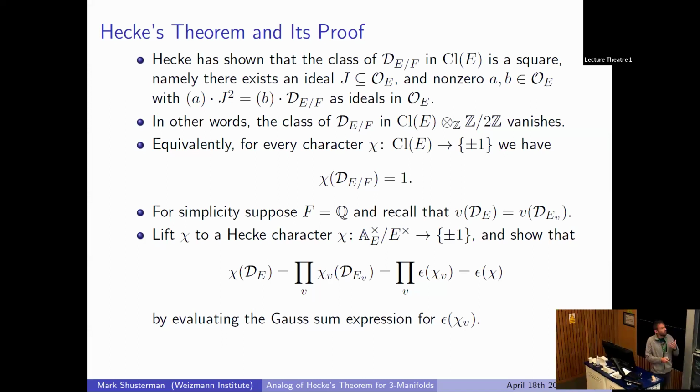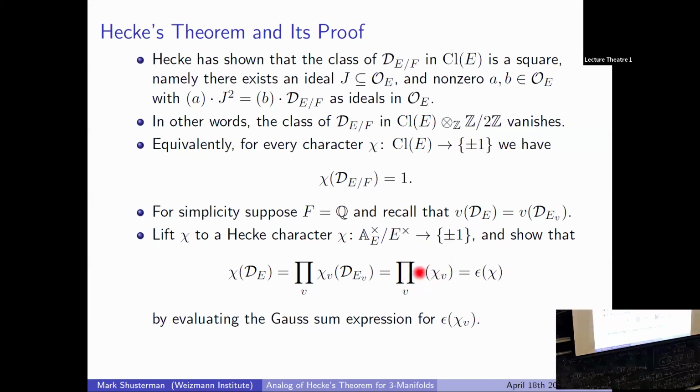And so when you evaluate this Gauss sum, because the characters chi v are unramified, since they are lifted from the class group, you can evaluate this Gauss sum in a reasonably simple way and see that it's related to the different via this equality. This is really an equality that happens for every v separately. For every v, this Gauss sum evaluates to chi v of the different.